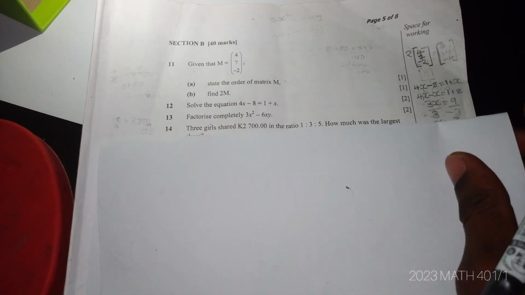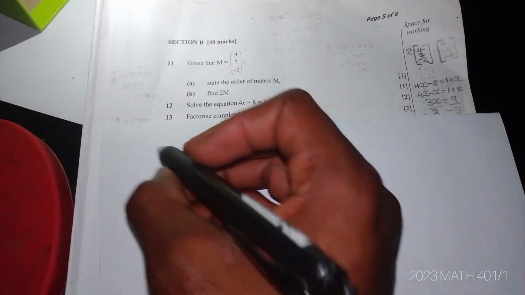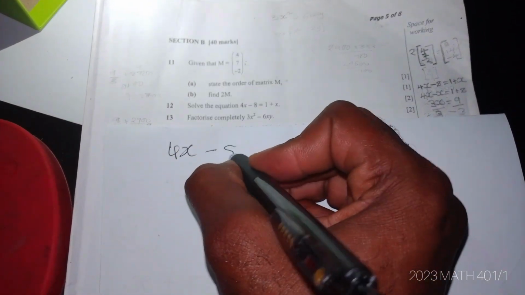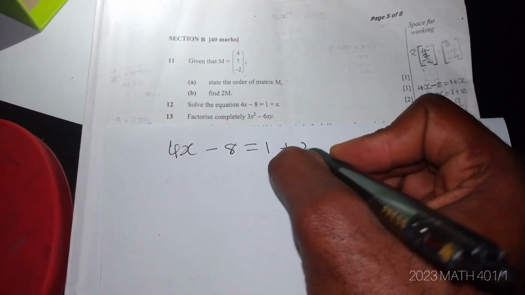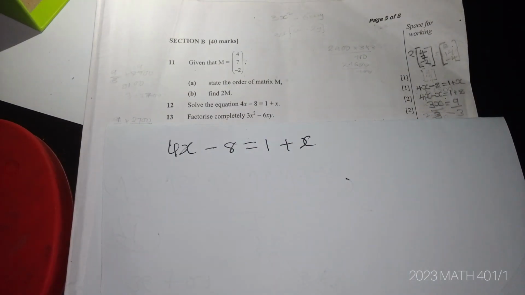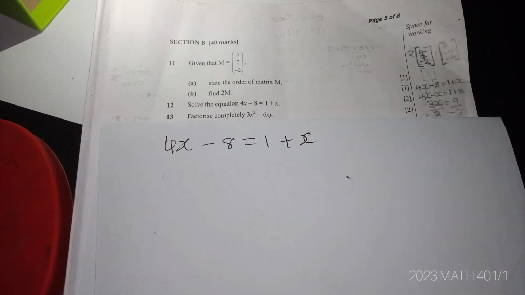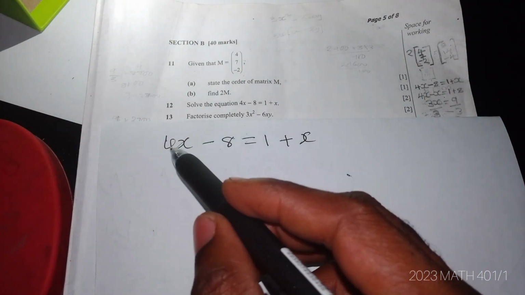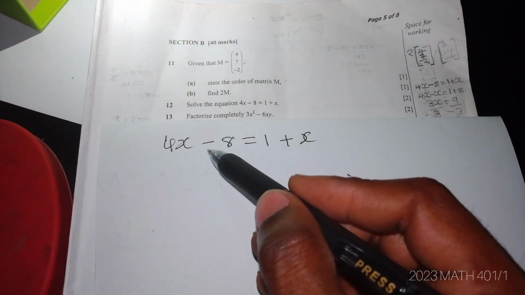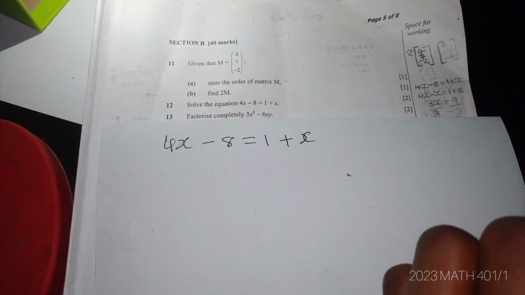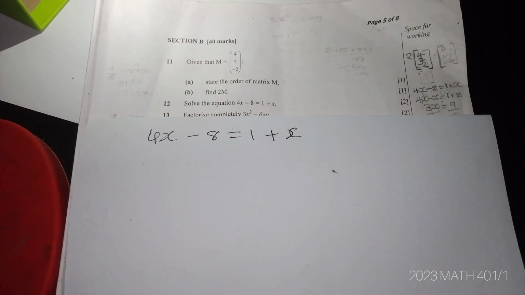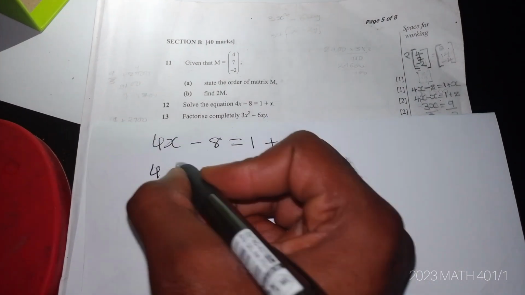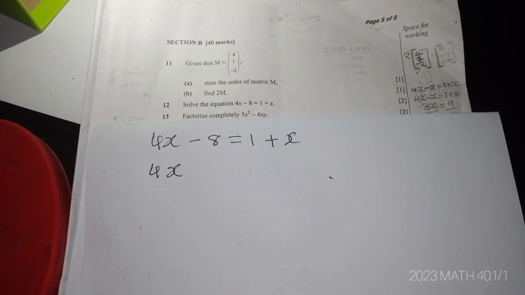We have an equation here. Solve the equation: 4x minus 8 is 1 plus x. To solve this equation, your job is to collect the like terms. Now you have 2 possible ways of solving this. One can bring this one this side and take the 8 to the other side. Another one can take the 4x this side and bring the 1 to the other side. But the easiest way out here is to avoid negative numbers as much as possible.